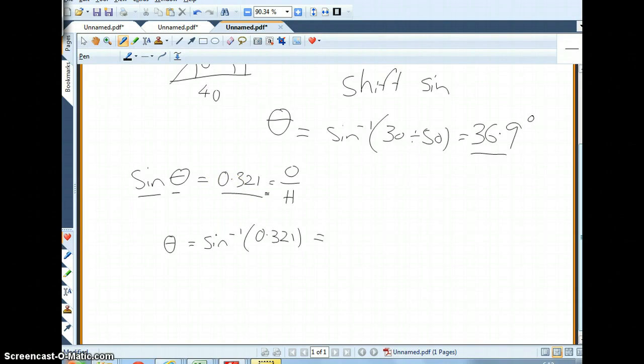Just an interesting fact, you'll never find a sin of an angle bigger than 1. The reason for that is it's always O over H. Remember, H is the biggest. So if you take O and divide it by an H, you'll always get a number less than 1. Does that make sense? And the same is true for the cosine, because it's A divided by H. H is always the biggest, so you'll never get a number bigger than 1.